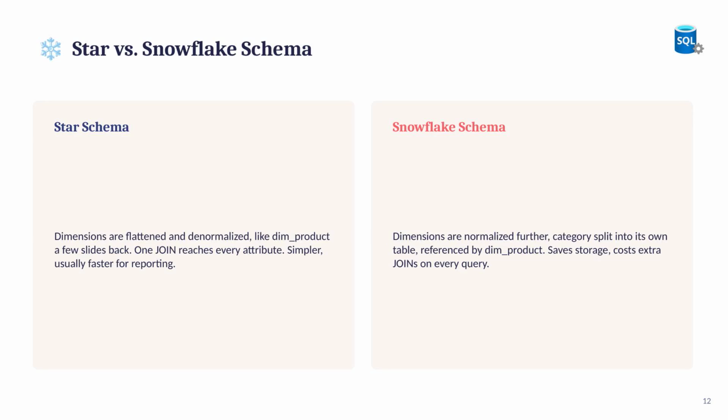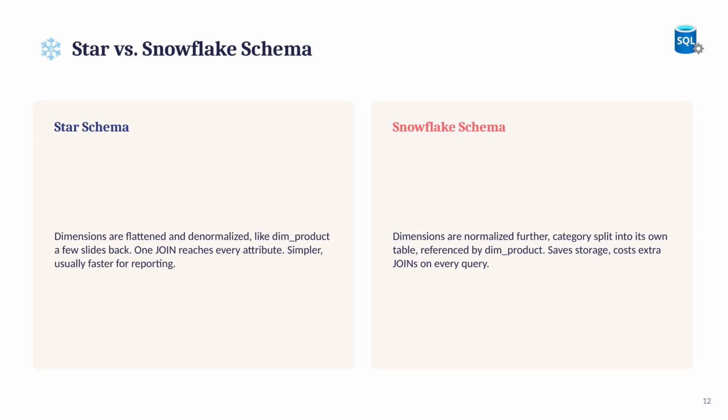There's a related design choice worth knowing: star schema versus Snowflake schema. In a star schema, dimensions are flattened and denormalized, exactly like dim product a few minutes ago. One join reaches every single attribute, which tends to be simpler and usually faster for reporting workloads.